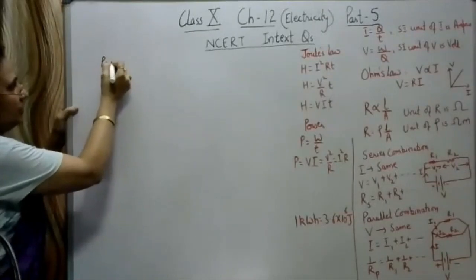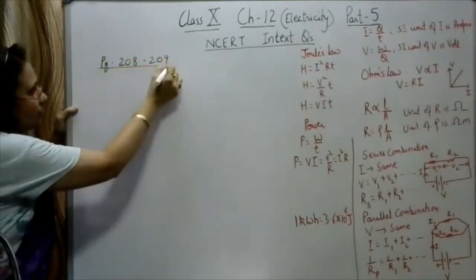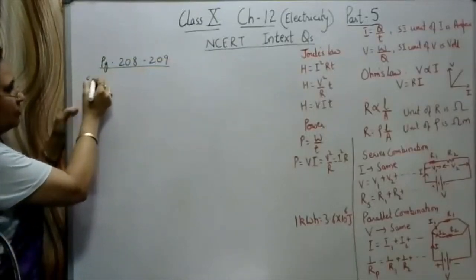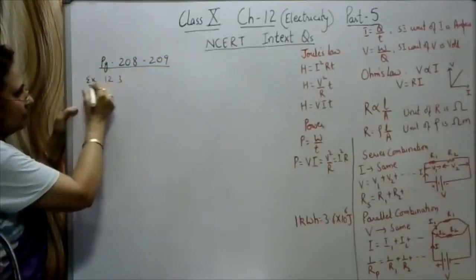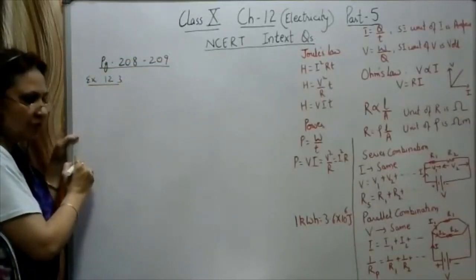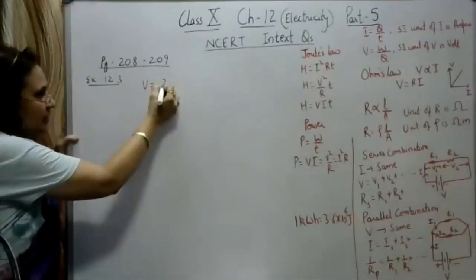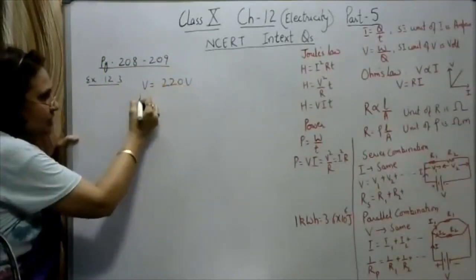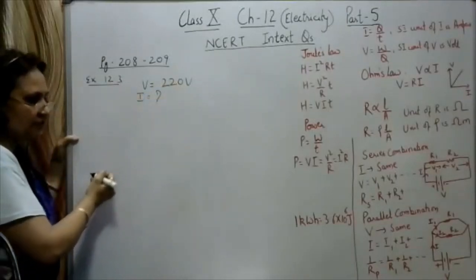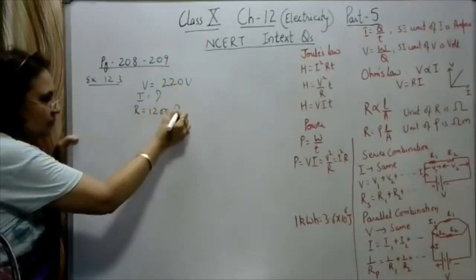Then on page number 208, 209, again there are a few solved questions plus a few unsolved questions. Example 12.3. How much current will an electric bulb draw from a 220 volt source? V is given as 220 volts. How much current will it draw? That is, you have to find out I. If the resistance of the bulb filament is 1200 ohms.